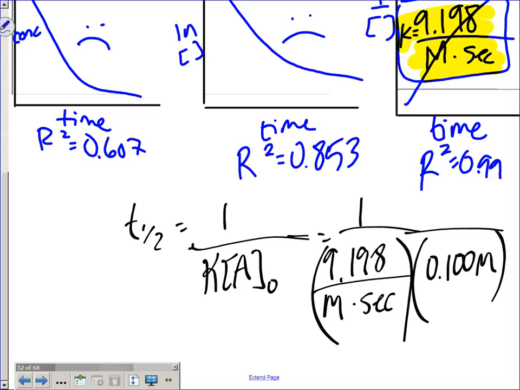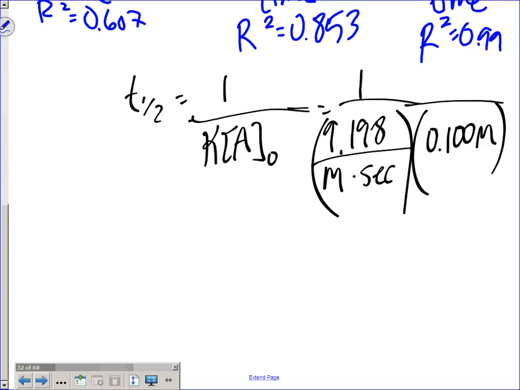Okay, so guys, we're talking about time, right? What should be the only unit left? Seconds, right? And if that's not right, we've done something wrong. But in this case, we're good, because molarities cancel. Seconds go to the top, because it's on the denominator of the denominator. So take that divided by our combined denominator. What's your value? 1.09.